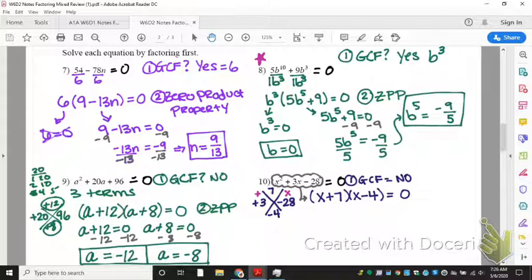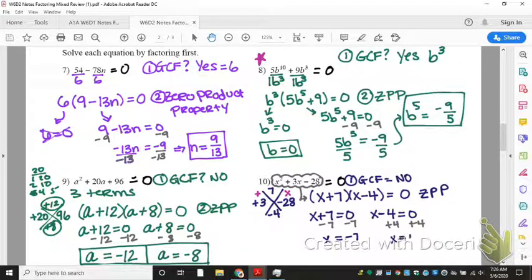So once we have our two factors, we're going to take each one. We're going to use our zero product property. We're going to set each one equal to 0. So x plus 7 is equal to 0, and x minus 4 is equal to 0. Show your work, solve this for x. So I'm going to subtract 7. X equals negative 7 for the first one. Add 4 on both sides for your second factor to get x equals 4. And there are your two solutions for number 10.